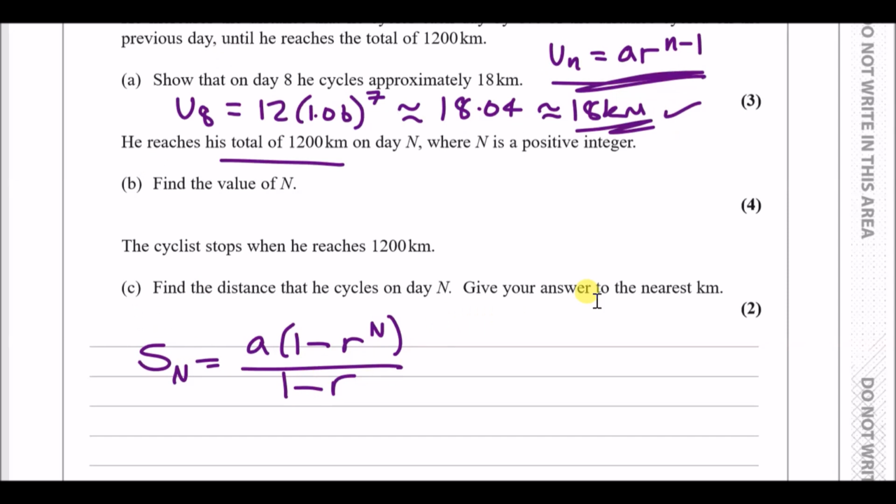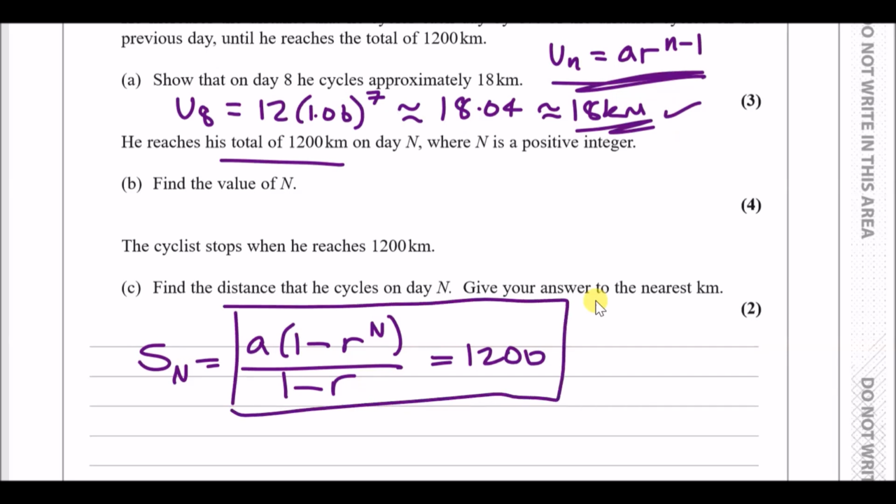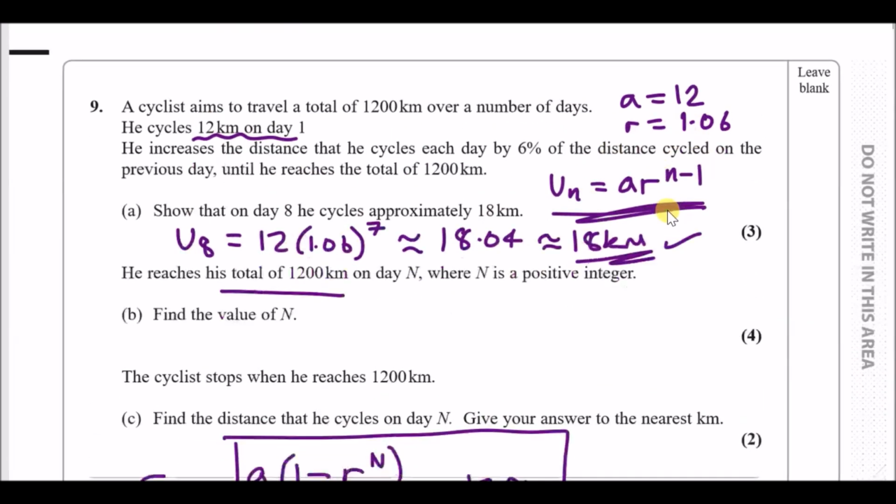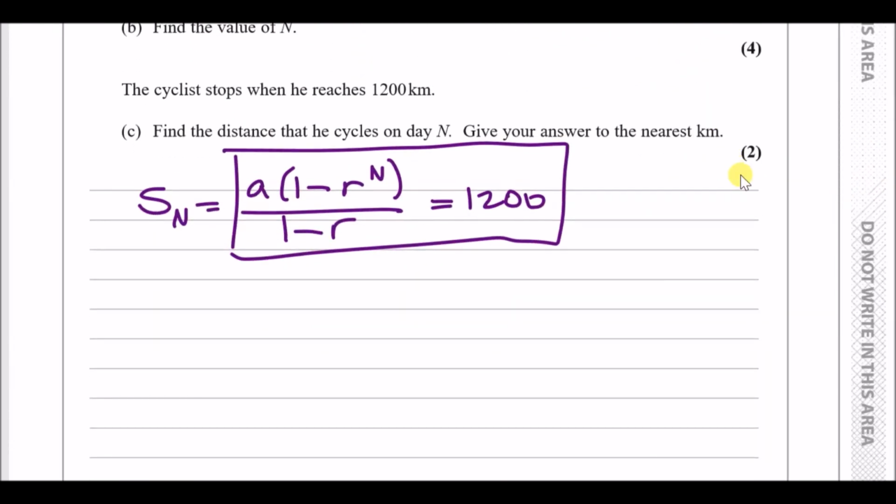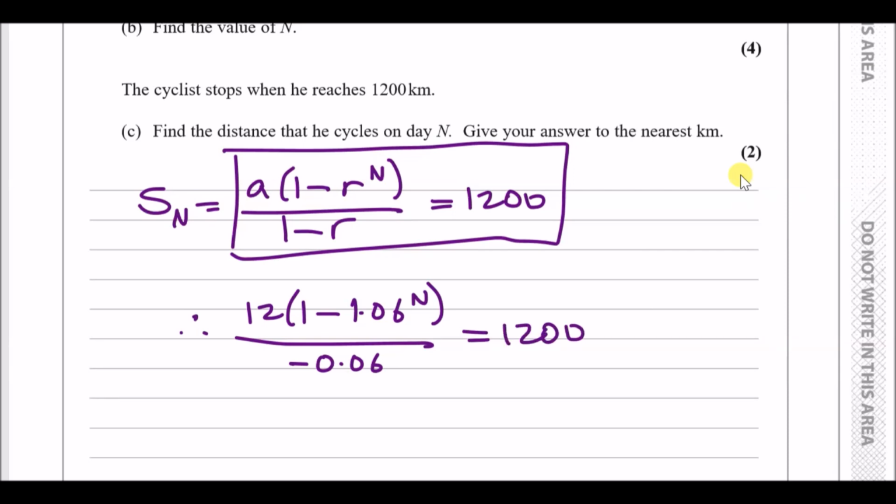Now, all you want to do is literally just plug in all the values. And oh yeah, the total has to equal 1200. So that's another key thing. So literally, you're going to end up solving an equation that looks like that. Now, updating your values, yeah? So we've got a, which is 12, and r is 1.06. We're going to have 12 times 1 minus 1.06 to the power of n over 1 minus r, which is minus 0.06. All of it equal to 1200.